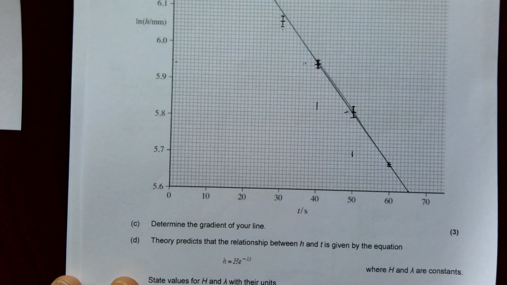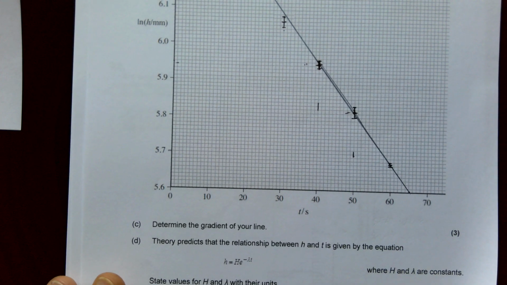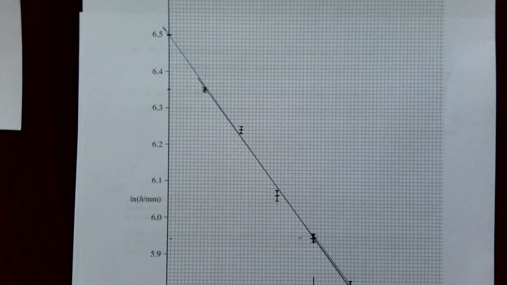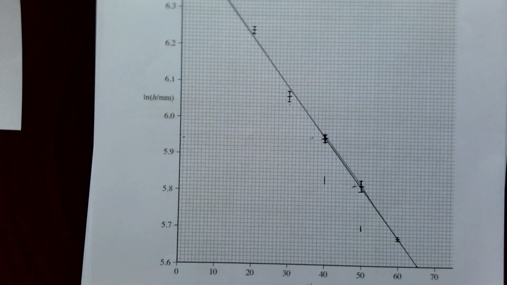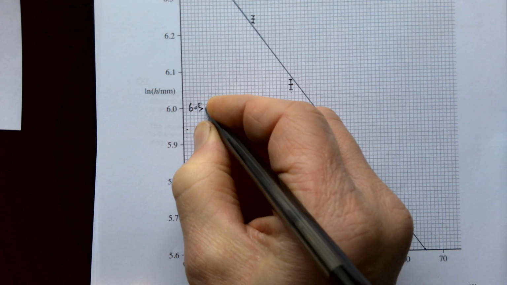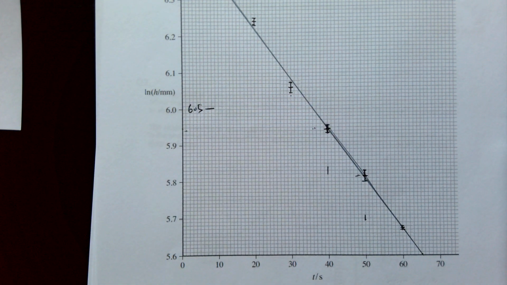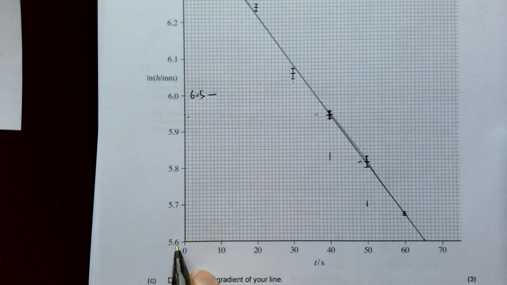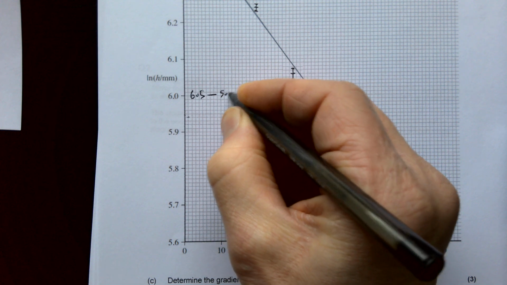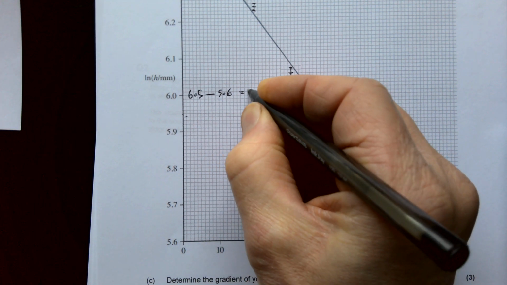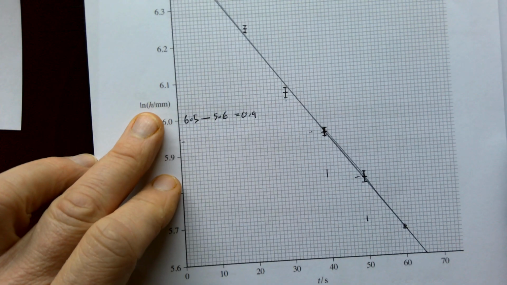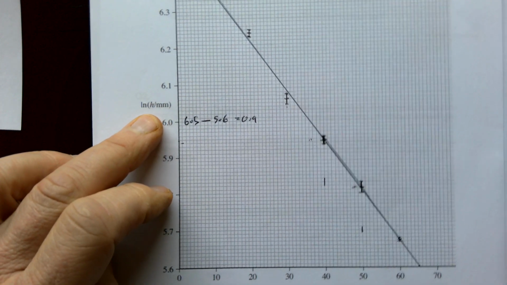Next question underneath the graph says determine the gradient of your line. Well, if you have a gradient that goes down, draw it all the way to the axis. Okay, so this is going to be 6.5 minus, again, I do it on the graph, make it easier for yourself. It's not 0. 6.5 minus 5.6. Okay, so that equals 0.9. So that's the log of h. It's not h on its own.